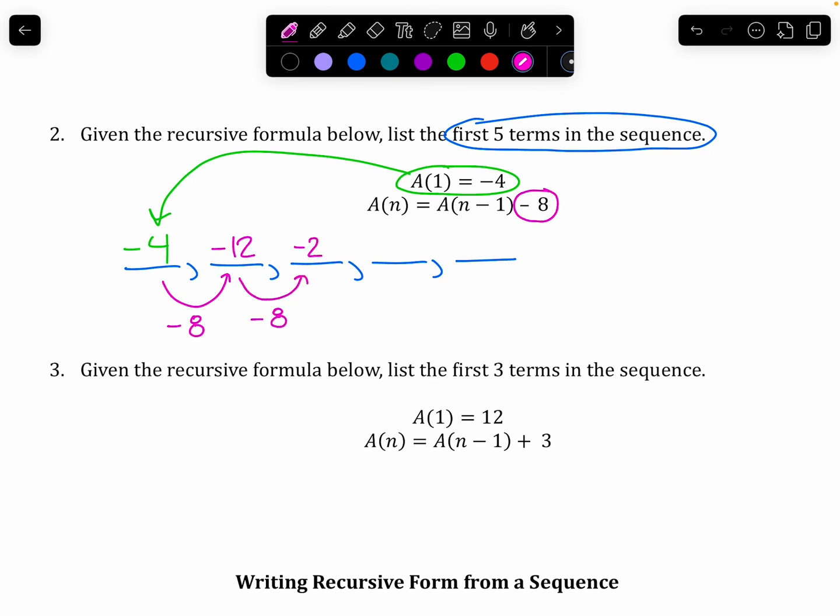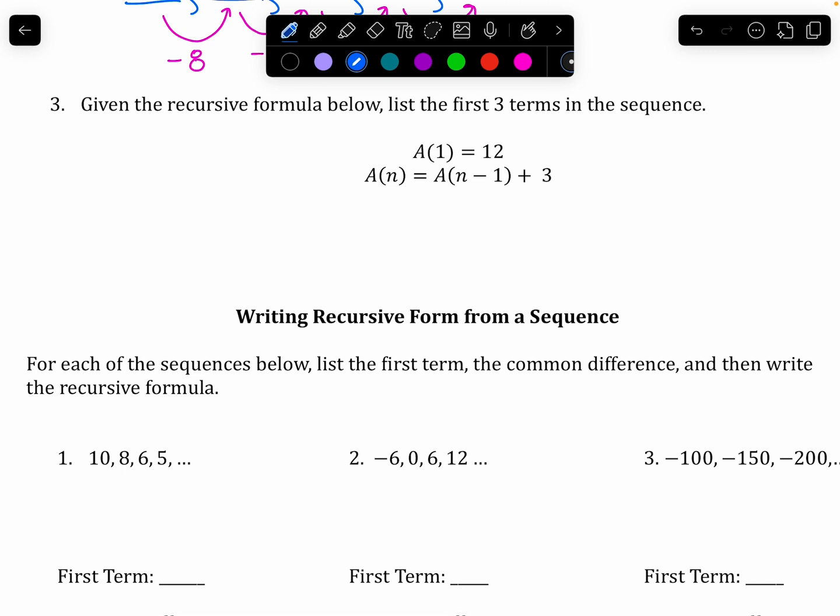And then I'm going to do it again. I'm going to subtract 8, which will be -20. And then I'm going to do it again. I'm going to subtract 8, and that's -28. And then I'm going to do it one more time, and I don't know that off the top of my head, and that is -36. And here we have the first 5 terms in my sequence. Yay!